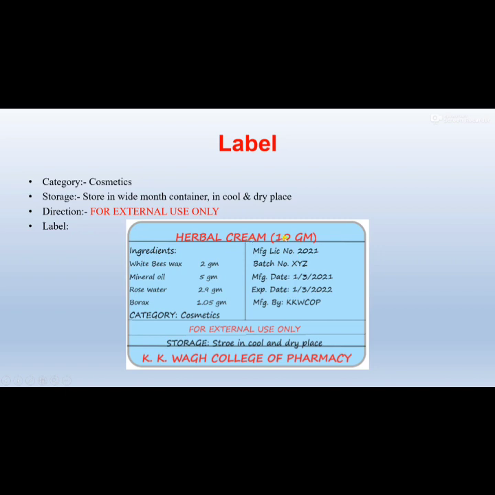So it consists of the name of the formulation, that is herbal cream, and the quantity of the formulation. Then these are the ingredients, its category, its manufacturing license number, batch number, date, expiry date, and by whom it is manufactured. Then its direction is mentioned in red because it is for external use only. Then its storage conditions. So these are the label conditions, and this is the label for the herbal cream which we have prepared, that is 10 gram of herbal cream.